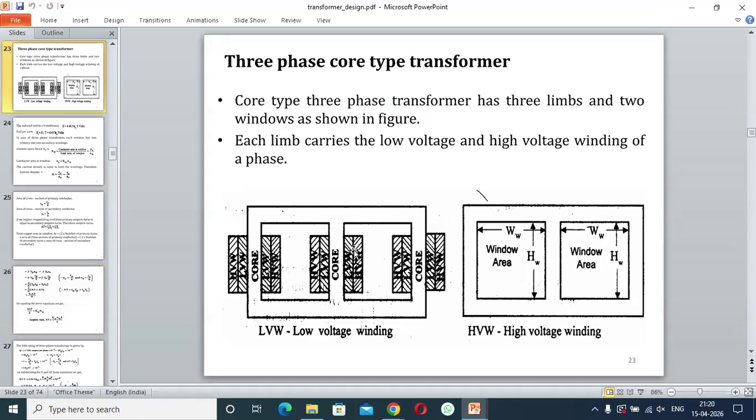Similarly, we can design for the three-phase transformer as well. And in three-phase, again we go firstly for the core type. So in core type, now what is the need of the three-phase transformer? Now we need 3 limbs, because our system is going to be 3 phase.